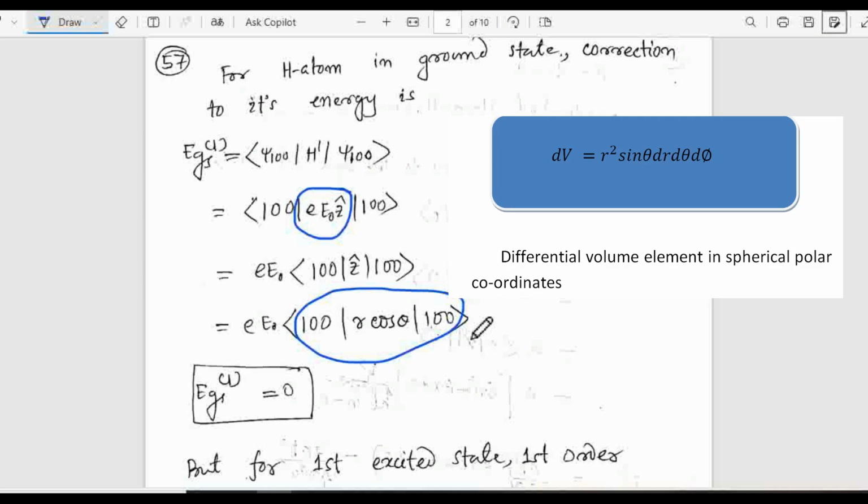So in that volume term, you see that there is a sine theta term here. When sine theta is multiplied with cos theta, we can convert it into sine 2 theta. If you integrate that sine 2 theta, it will eventually give you 0. So ultimately the whole term is multiplied by 0, and it will be 0. So that's why we get E ground state equal to 0.